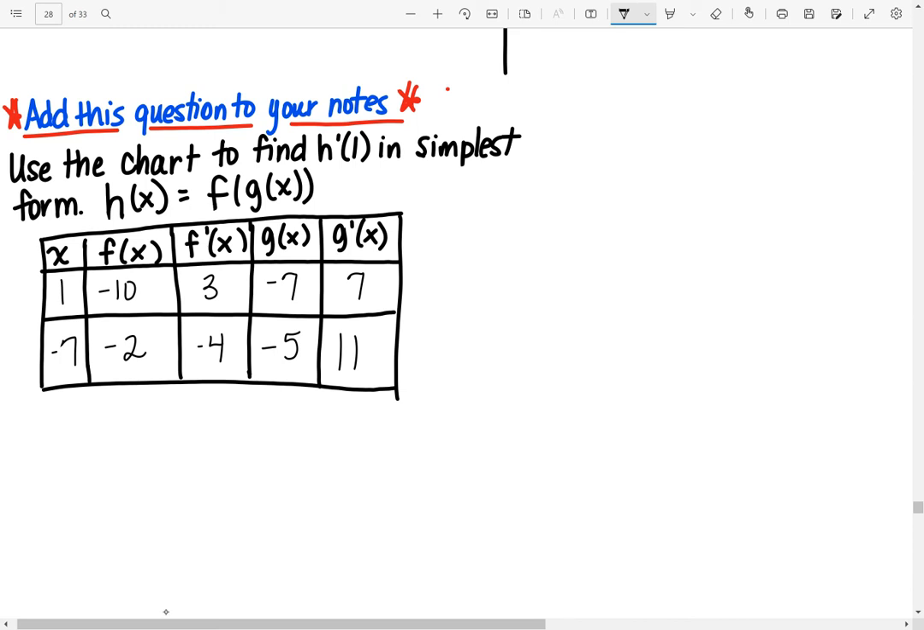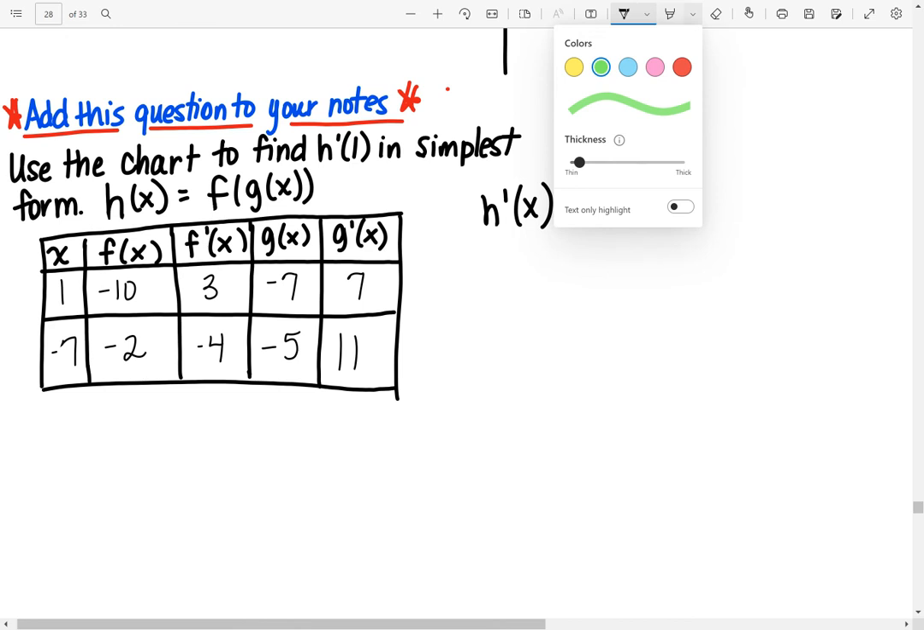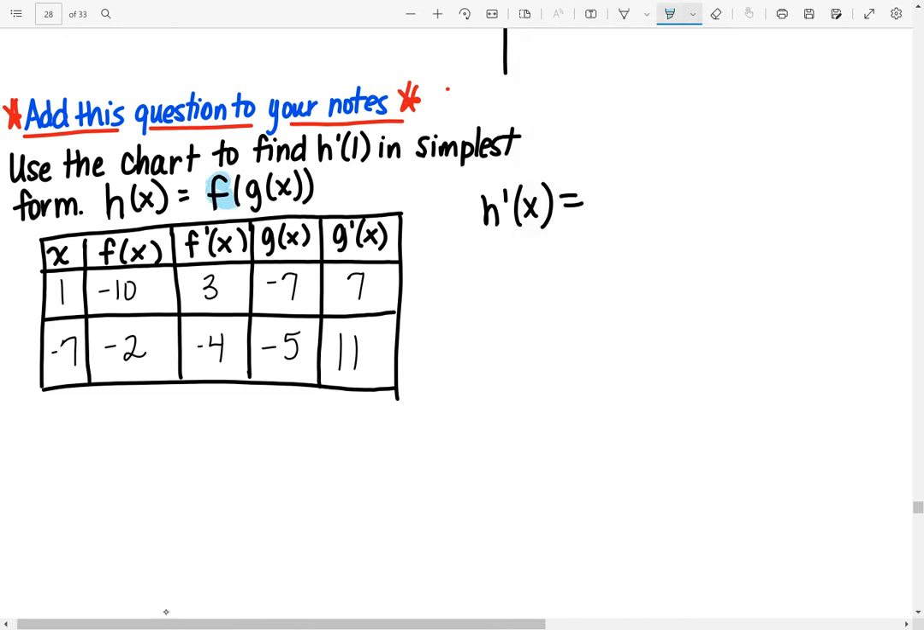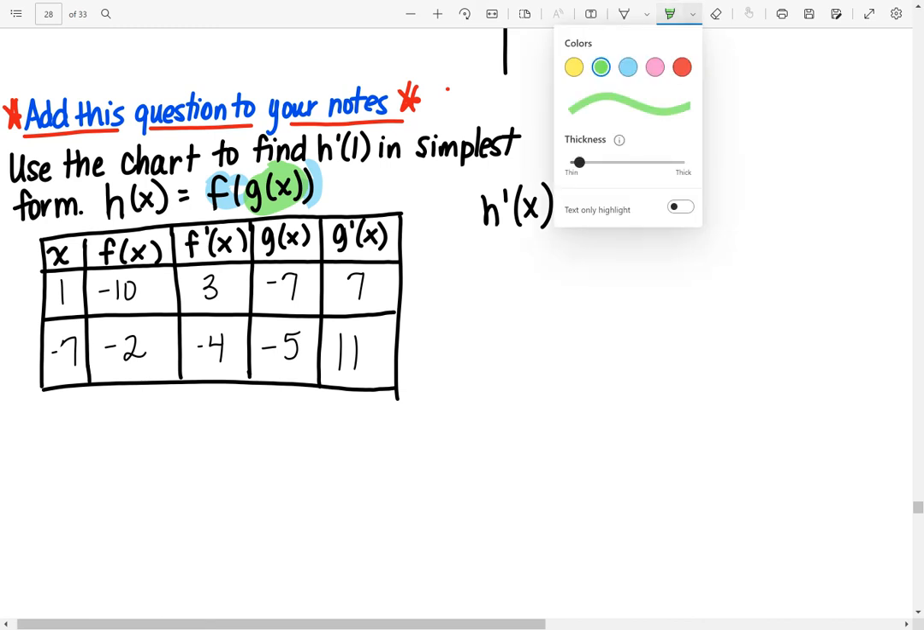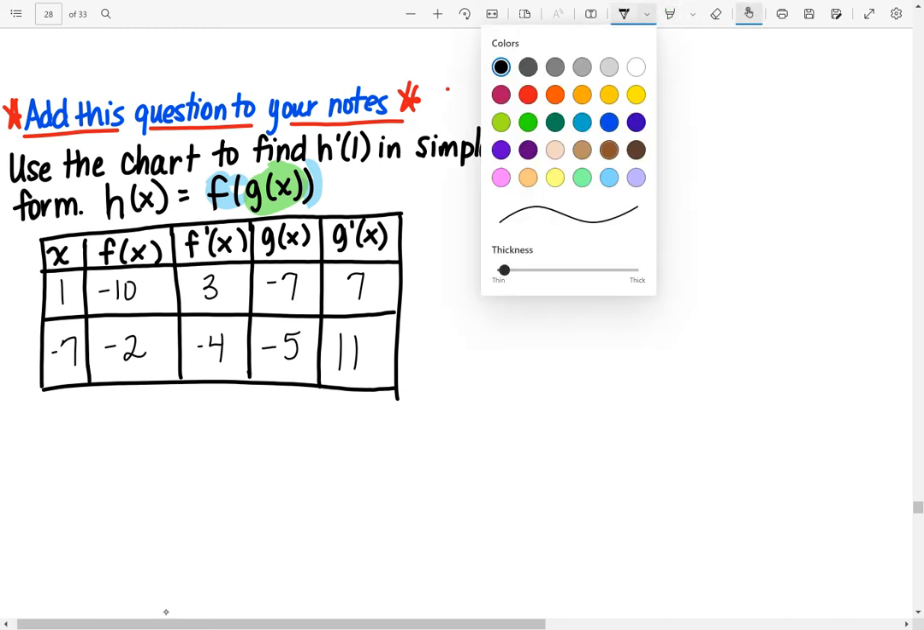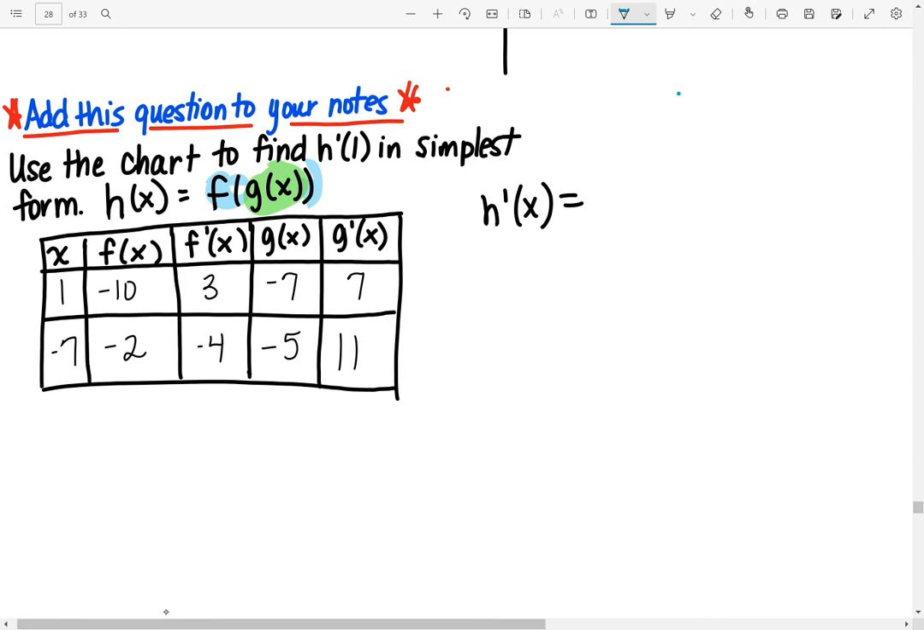So to find the derivative of h of x, I see that there's an outside function and an inside function. The outside function is f. The inside function is g of x. So that means the derivative of h is the derivative of the outside function f prime. Then I bring down the inside function, g of x, and I multiply by the derivative of the inside function, g prime, which is also the formula for the chain rule on the previous page.